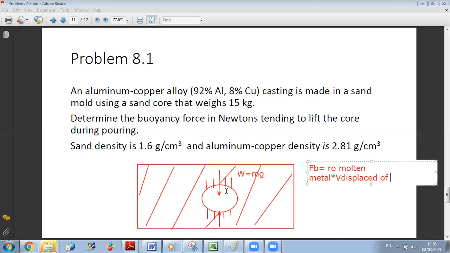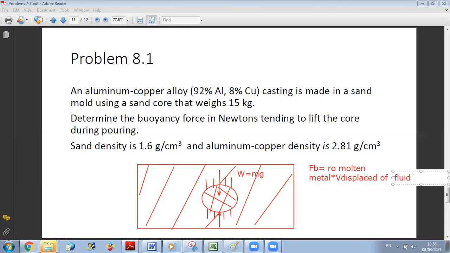Now, in case your core is completely immersed, which is in general the case, what will be the volume displaced? It will be equal to the volume of the core, okay? So here you multiply by the displaced volume of the fluid.